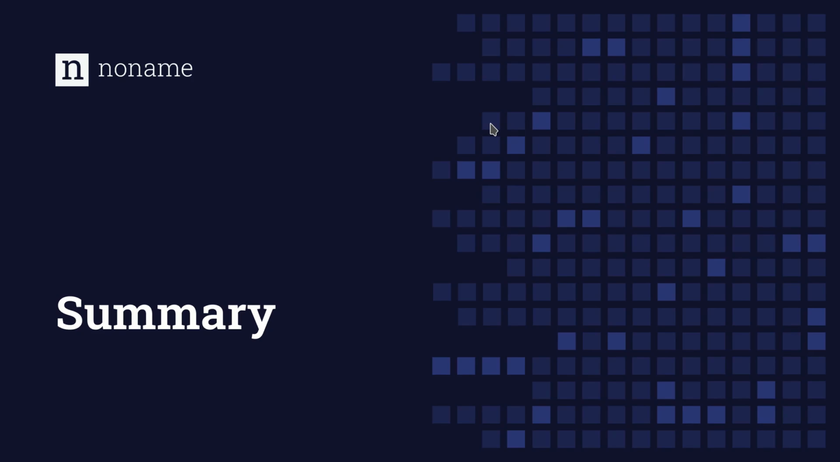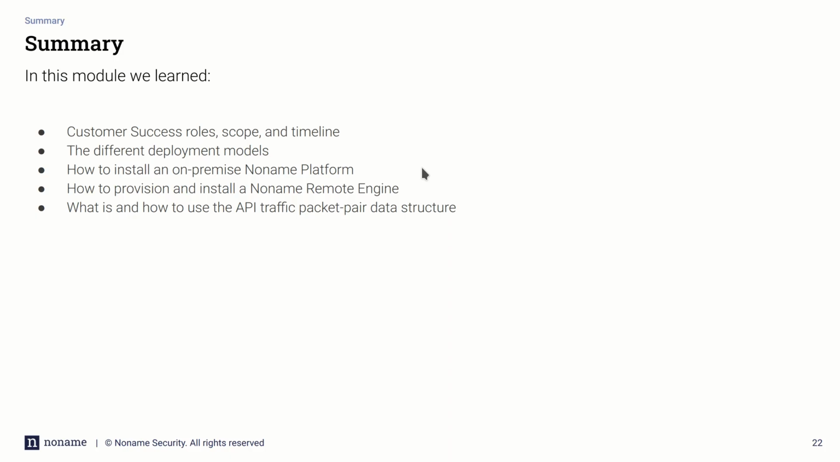All right, let us summarize. We talked about customer success, the roles, the people you will be working with, the scope, and the corresponding timeline. We talked about the different deployment models. We talked about SaaS, on-premise, hybrid, and the different advantages and disadvantages.